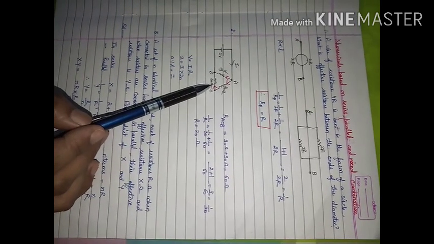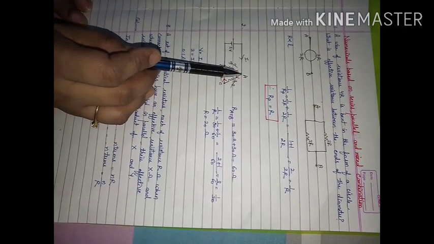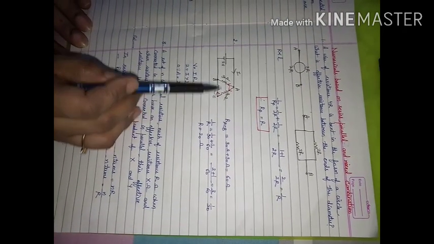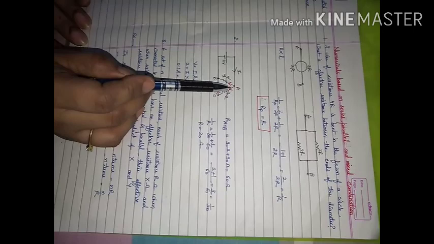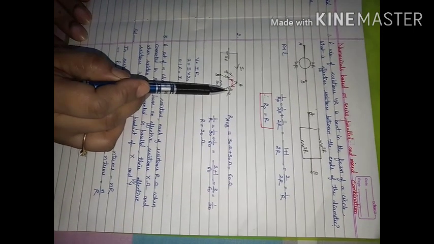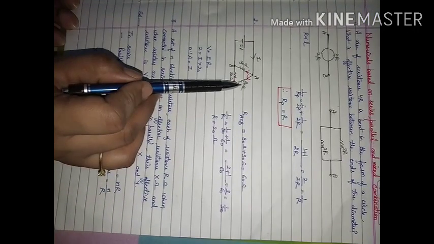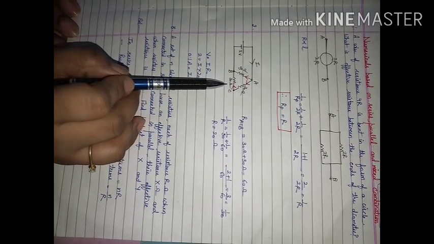Current will start from the positive terminal. At this joint it will divide in two parts. One path will be this, one path will be this. But for this, there is a single path. So these two resistors, this resistor and this resistor, they will be in series.